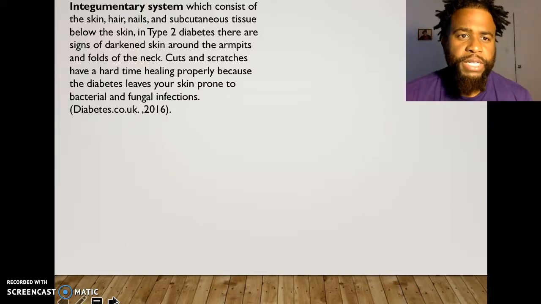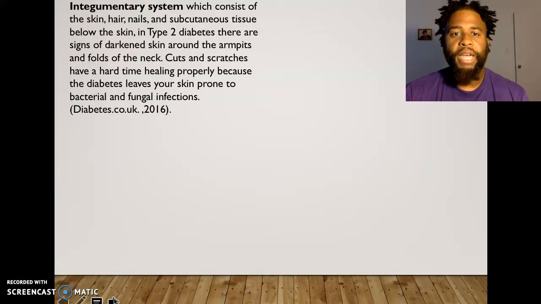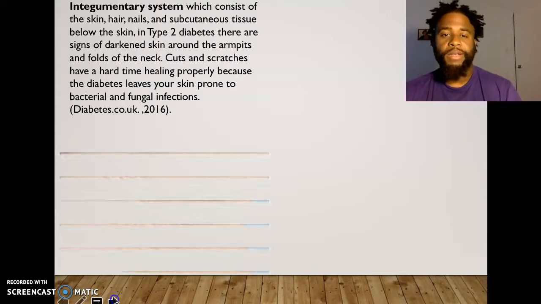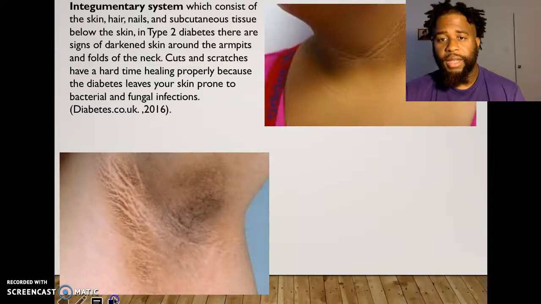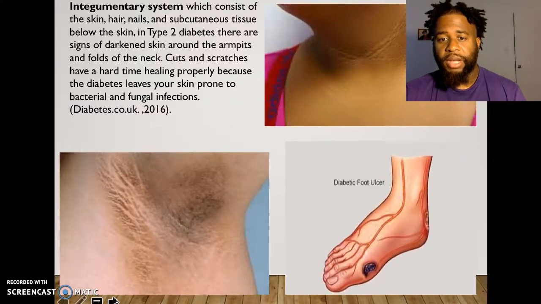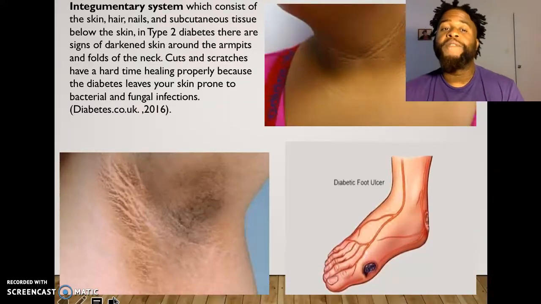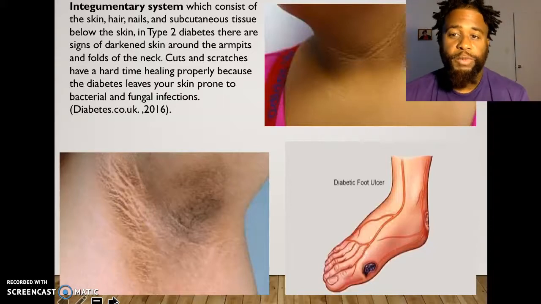The integumentary system consists of skin, hair, nails, and the subcutaneous tissues below the skin. In type 2 diabetes, there are signs of darkened skin. You can see it under the arm and under the neck. A diabetic foot ulcer is one of the effects on the integumentary system too.